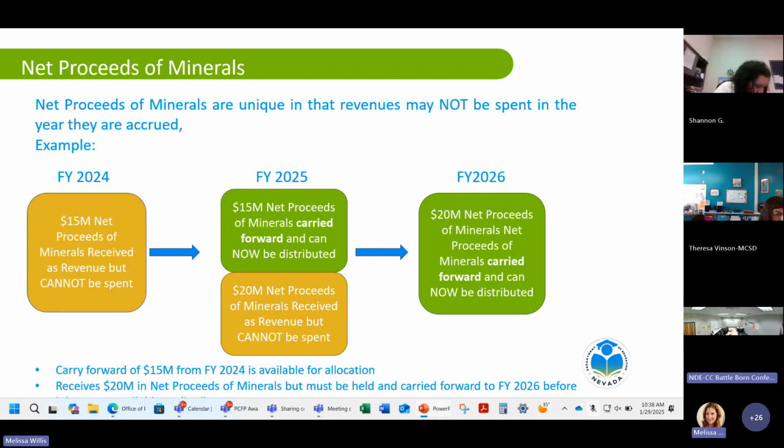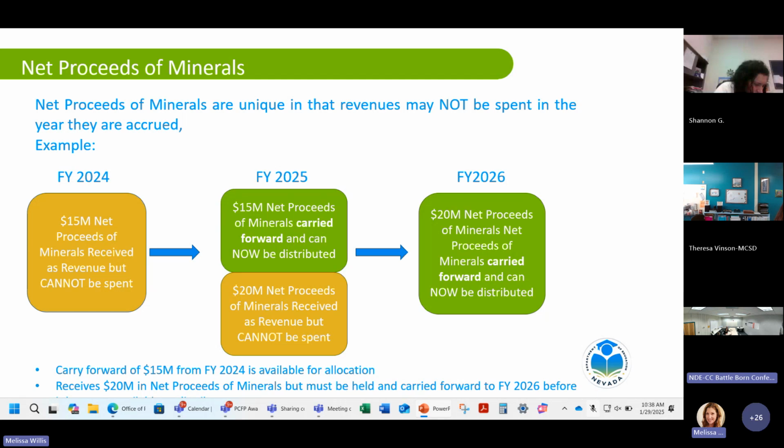However, net proceeds of minerals is unique in that it may not be spent in the year it's accrued. I won't get into the specific laws associated with that, but this is kind of a visual on how that works. So you can see in fiscal year 24, in this example, 15 million was created in revenues for net proceeds of minerals, but it cannot be spent. In fiscal year 25, that 15 million in the green box is carried forward into fiscal year 25, and now it is available for distribution within those monthly payments.